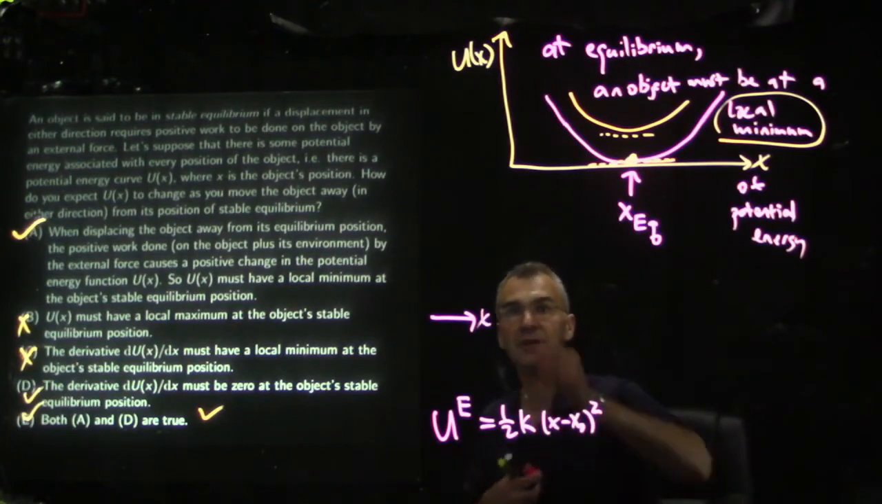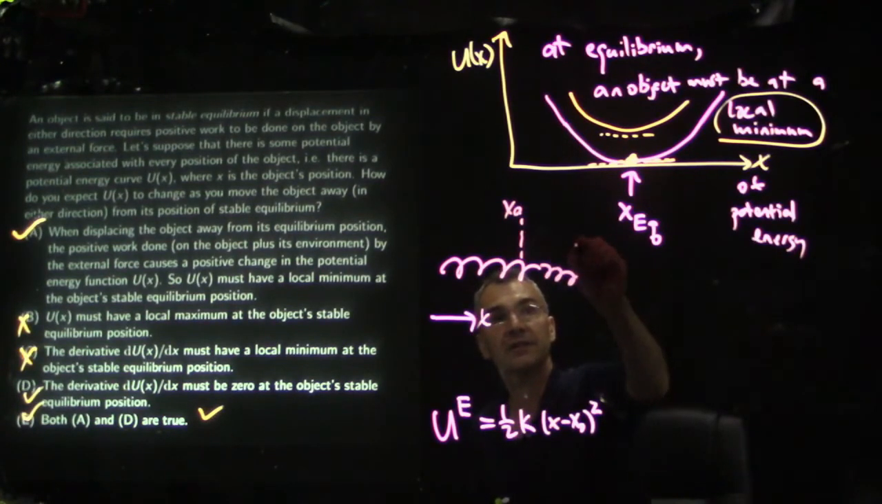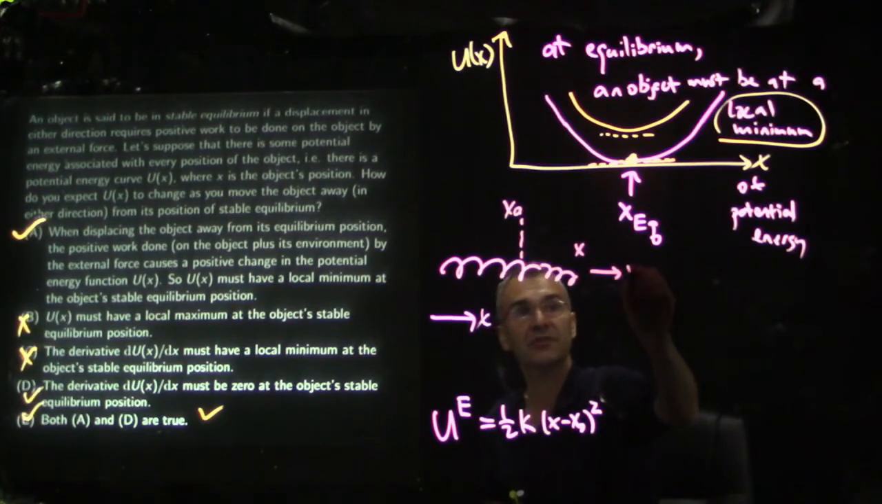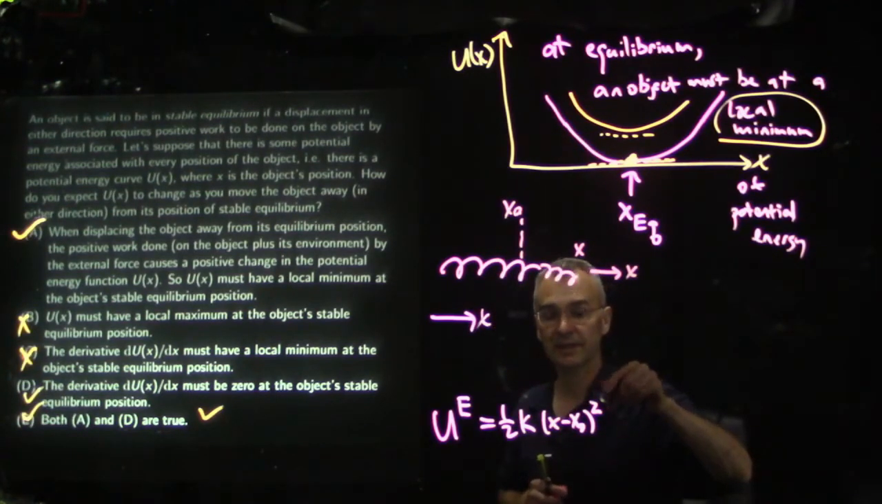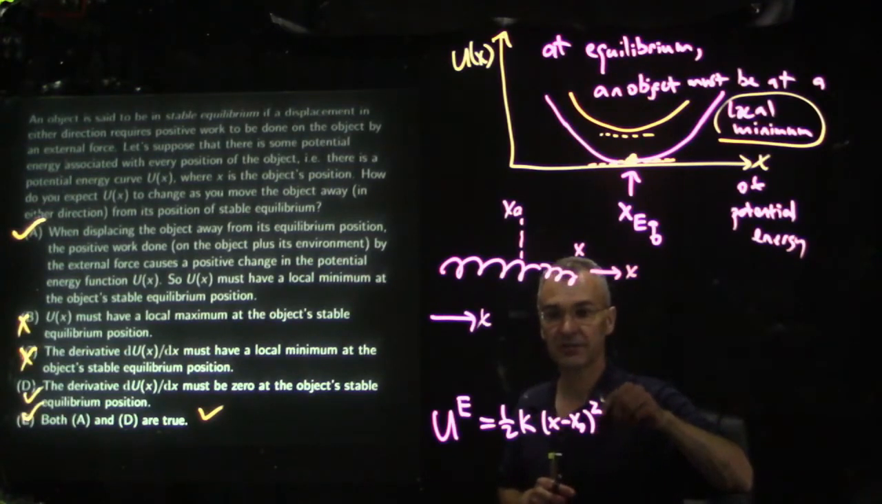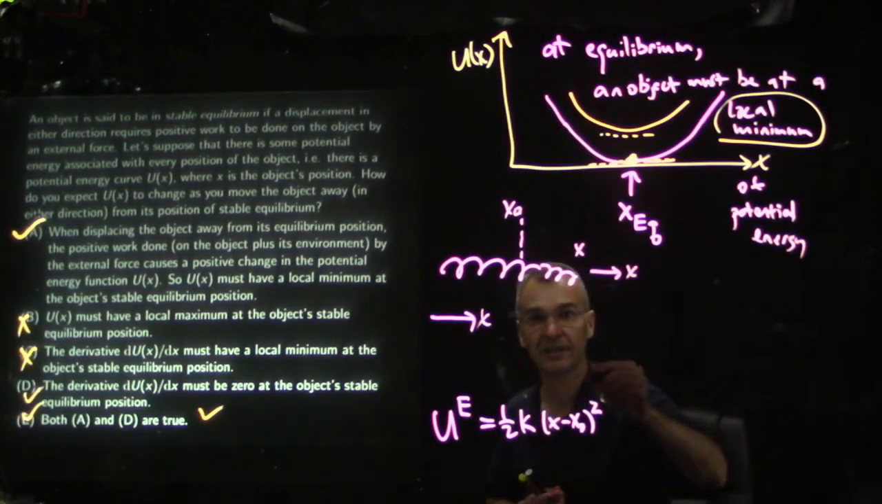So for our spring, we have x pointing to the right, and let's say here is x relaxed, and then here is x, so x is going that way. So then the force exerted by the spring, the force associated with the spring potential energy.